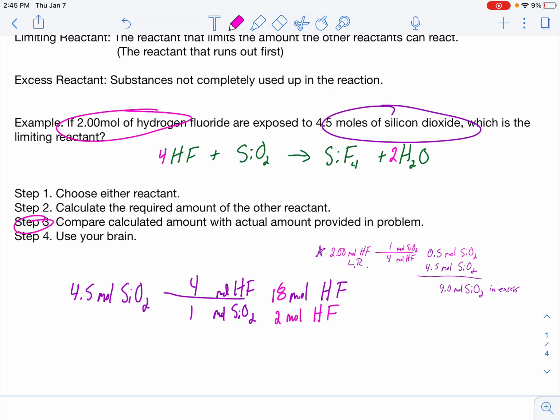Now we got to use the brain a little bit. So when 4.5 moles of SiO2 react, I need 18 moles of HF. Do I have 18 moles of HF? No, I only have 2. That means there's no way all of this is going to react. This is going to be in excess. Because I have less than what's required, HF is going to be your limiting reactant. So either way, when you do the calculation, it's a different thing to think about, but you can still identify the limiting reactant. That's how that works. Let's see what else we can do.